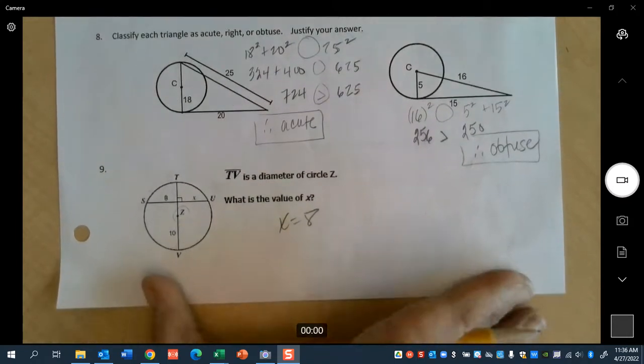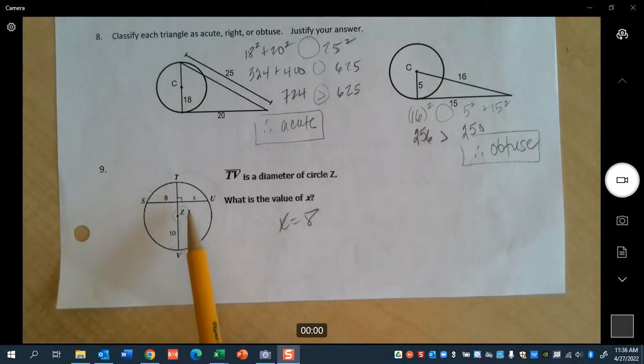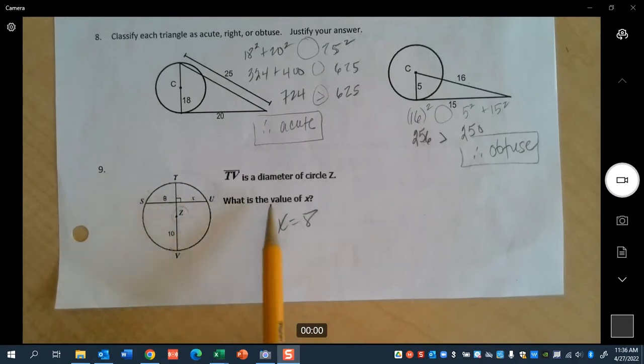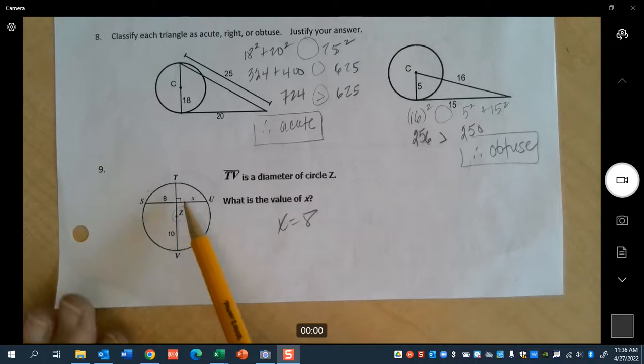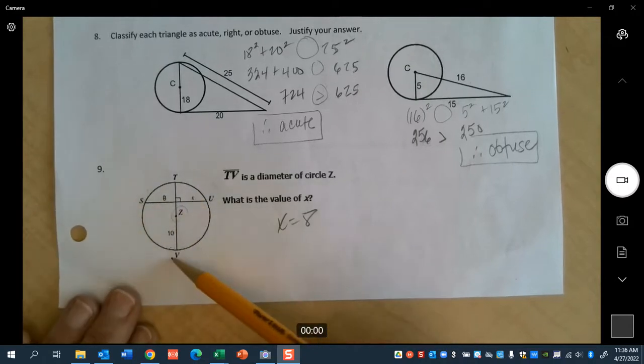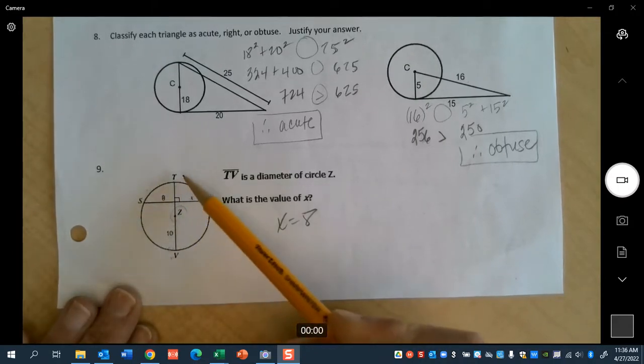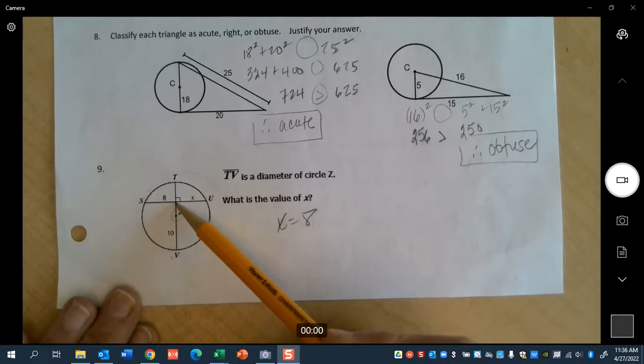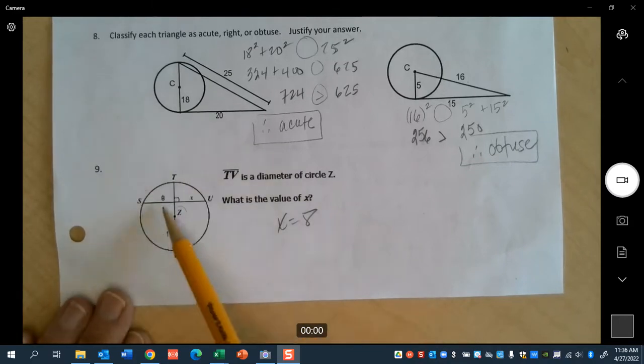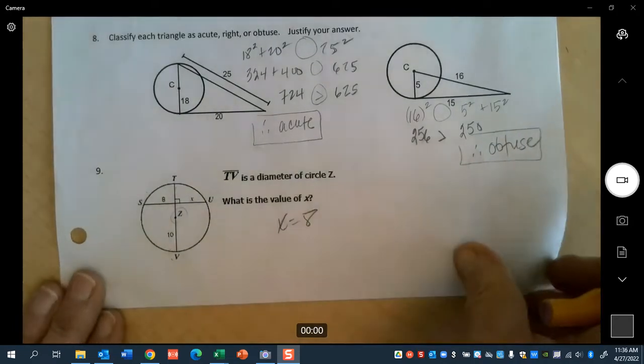Number 9 was my avalanche problem. If I have a diameter that's perpendicular, that means it's a bisector, so x is going to be 8. It's just a matter of looking at it. If I had to justify, I would say because TV is a diameter and they intersect at a perpendicular angle, that means that these are going to be the same because it's bisected.